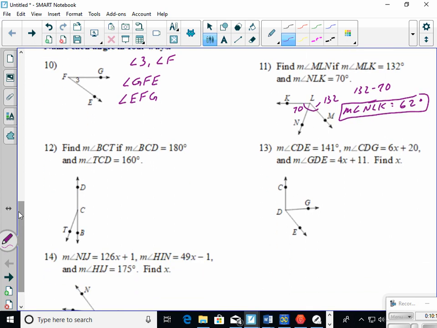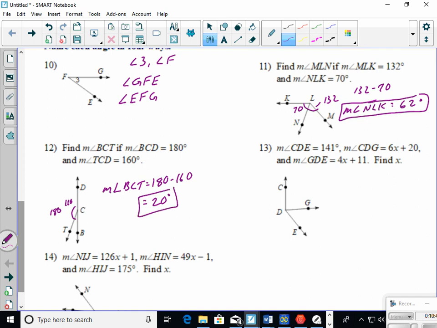12, find the measure of angle BCT if the measure of angle BCD equals 180 and the measure of angle TCD equals 160. So BCD, the whole thing, is 180. TCD is 160. So the measure of angle BCT is going to equal 180 minus 160, or 20 degrees.